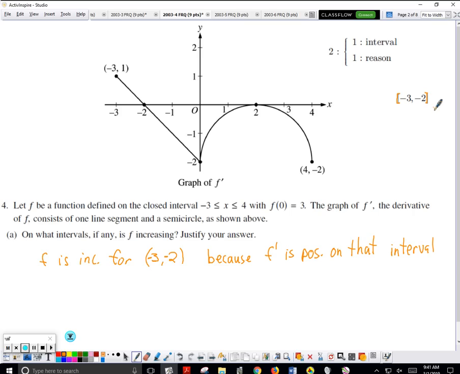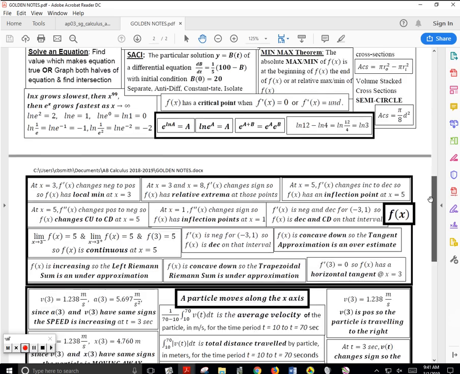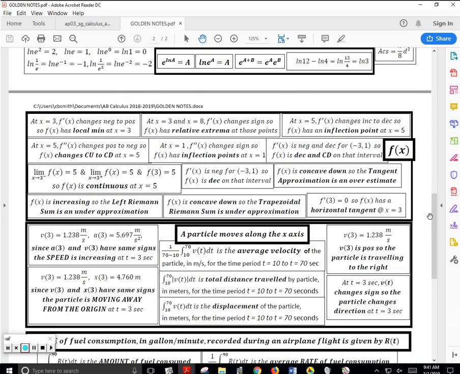The wording here sometimes I struggle with. So on the golden notes, if you look on the back, it's lots and lots of phrases that you have to write. And so this to me is helpful. For example, the one we just did, where's the increasing one? Right here. Ours would have said f prime is positive for this interval, so f is increasing on that interval.